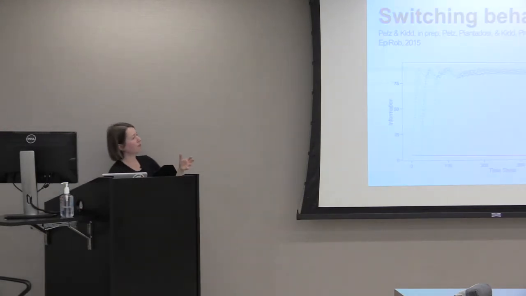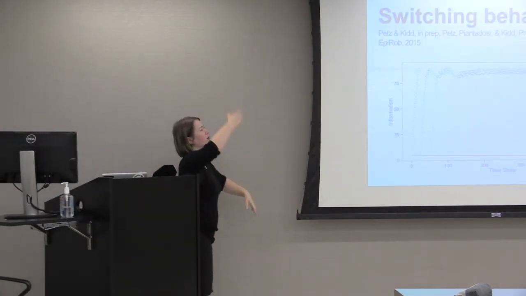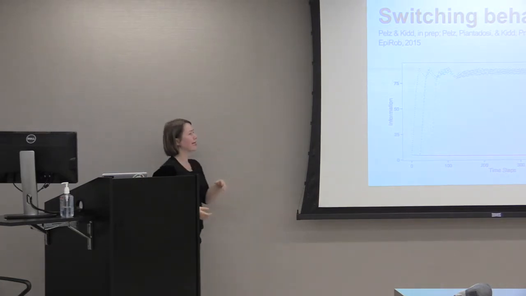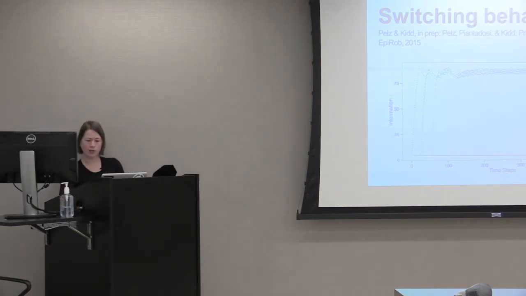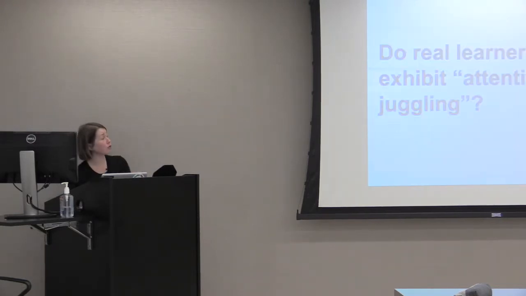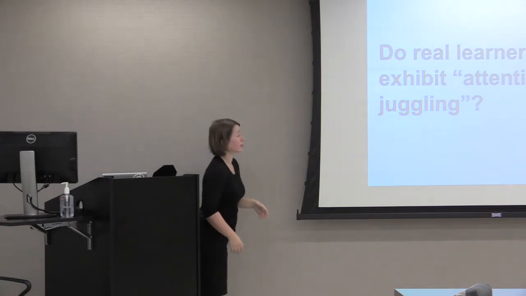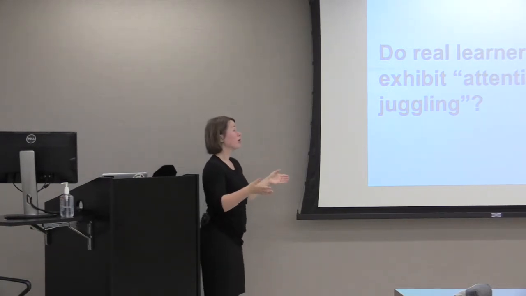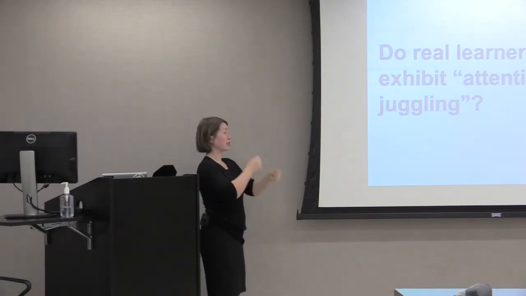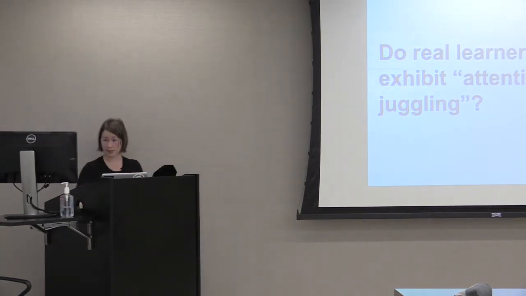This thing of initially spending longer on building a representation, then switching between them, the next question that we wanted to ask is whether ideal learners do that, whether real learners do that sort of thing, which we were calling attentional juggling. Do they initially spend longer looking at things and then eventually switch to switching back and forth between them to maintain them? This is an area that we've run some experiments on. Or rather, I should say, Matty Pels has run some experiments on.